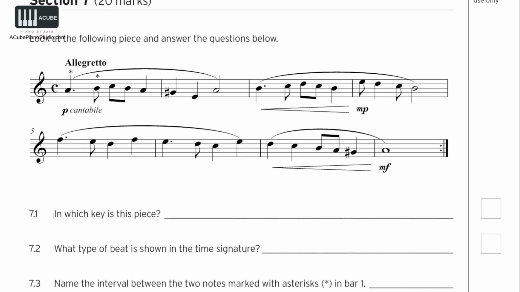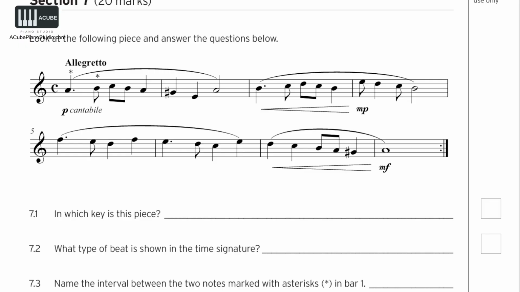So let's look at this. In the first question, you're asked, in which key is this piece? So let's take a look at the key signature. There isn't any key signature here. Next, let's take a look at the accidentals, and we notice that there are 2 sharps here and they are all G sharp.